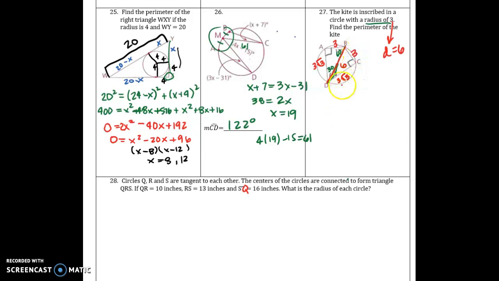3 plus 3 is 6, and then 3 root 3 plus 3 root 3 is 6 root 3.